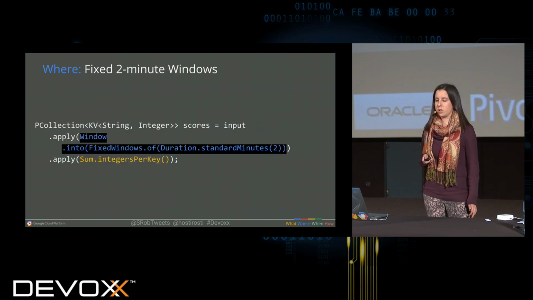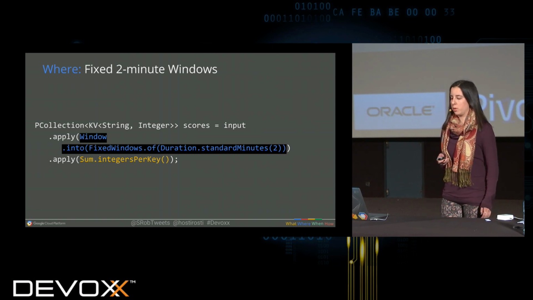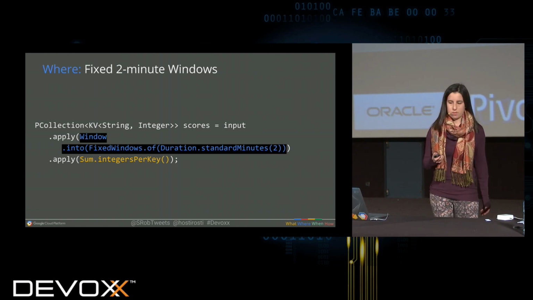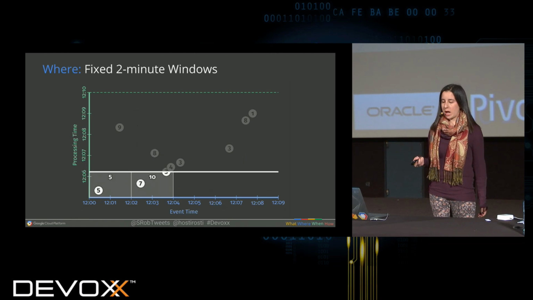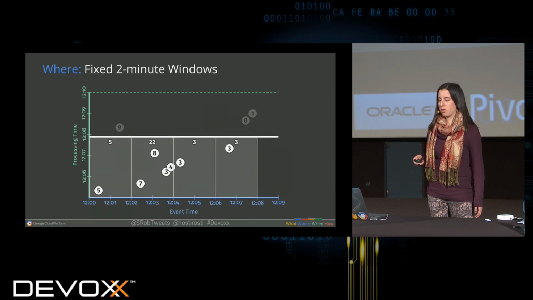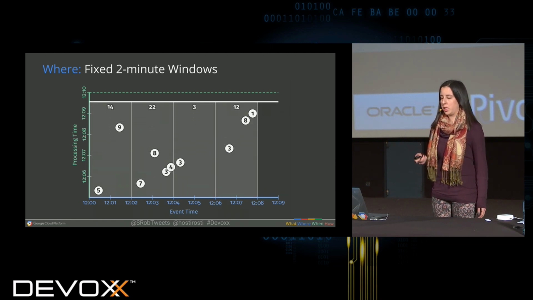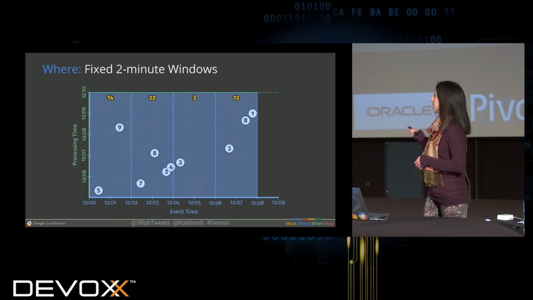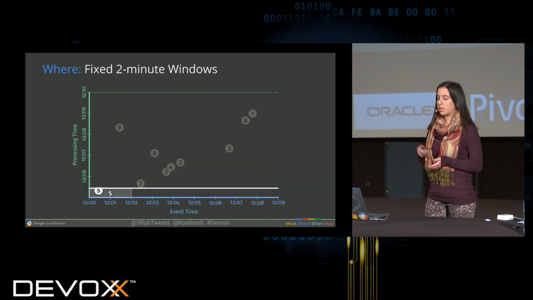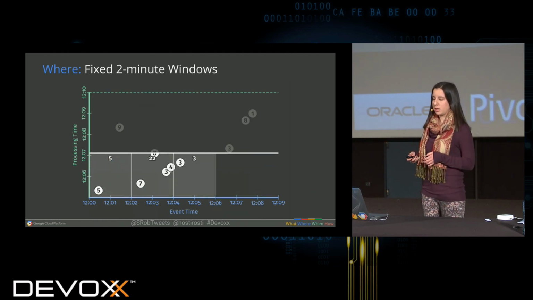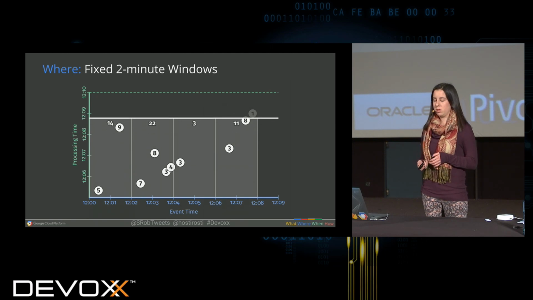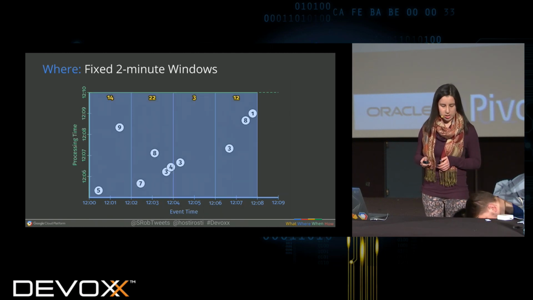And so here's what our code would look like if we added fixed 2-minute windows. And back to our graph, now we can see that we're calculating the results every 2 minutes for this team's gameplay. But we're still waiting for all the results to be processed to calculate the final result. And now we're going to switch back to the code.